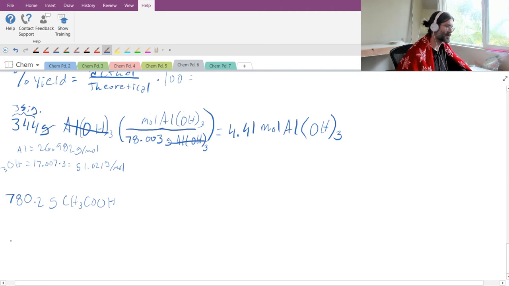We have 2 times carbon. We have 4 times hydrogen. And we have 2 times oxygen. 2 times carbon is 12.011 times 2, which is 24.022 grams per mole.